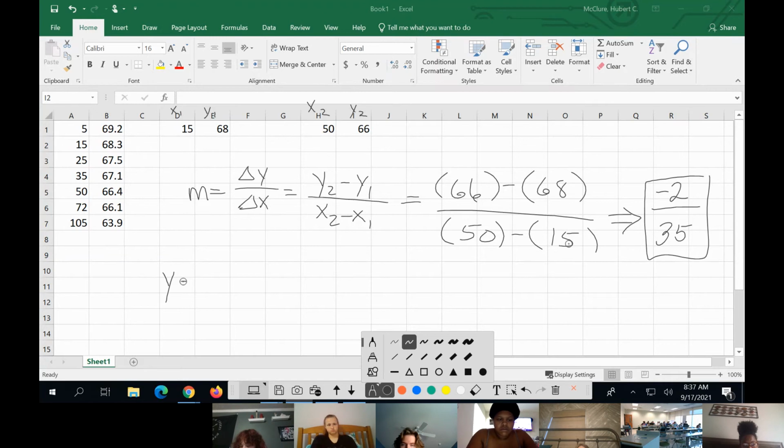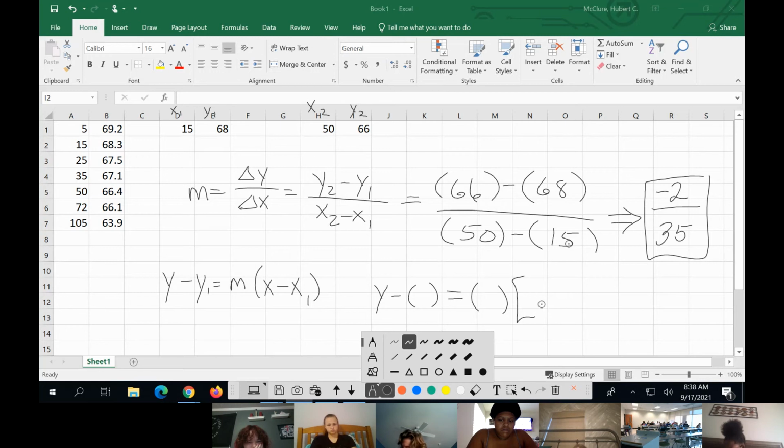Y minus y sub 1 is equal to m times x minus x sub 1. That is the equation, the intercept equation. So y minus parentheses is equal to parentheses times x minus parentheses. And yes, 20 years from now, if you walk up to me and ask me to find an equation of a line, I'm going to use those parentheses.